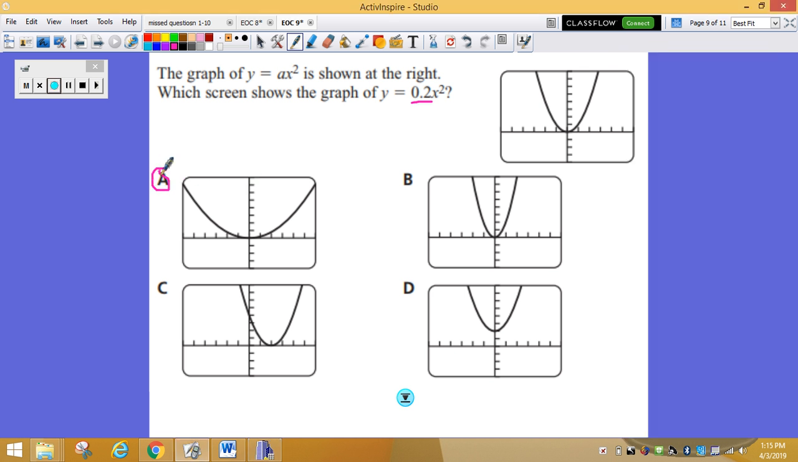Now, I'm pretty sure on the worksheet what you need to know and remember is that the smaller a gets, so the smaller a is, the wider the graph gets. Because here it was probably a 1, so I'm going from 1 to 0.2, I'm getting smaller, which means the graph was wider. If I got bigger, the graph would be narrower. So like if it said, what's the graph of 2x squared? That's probably going to be this one because it's skinnier.